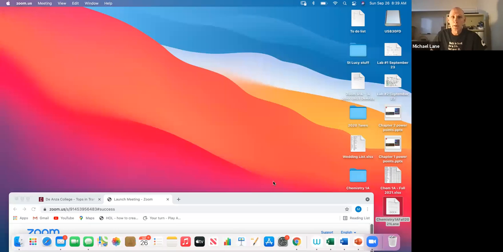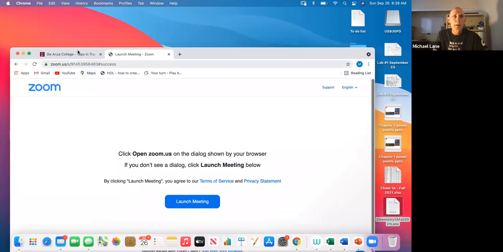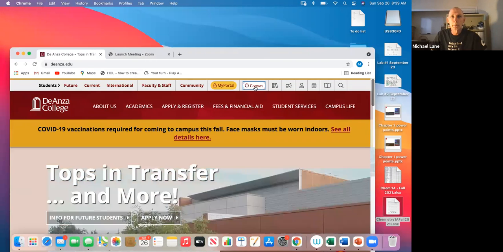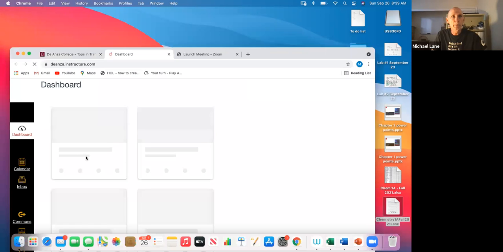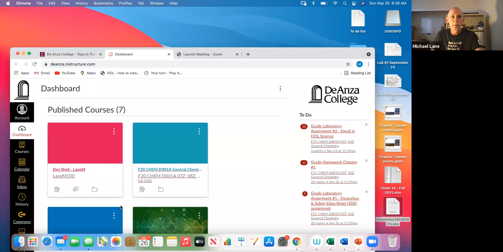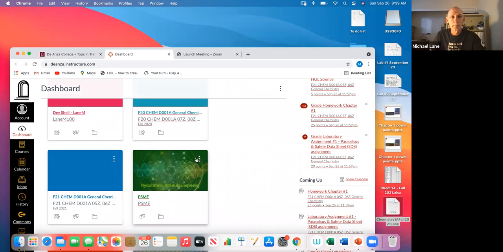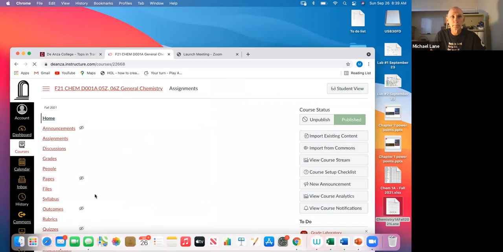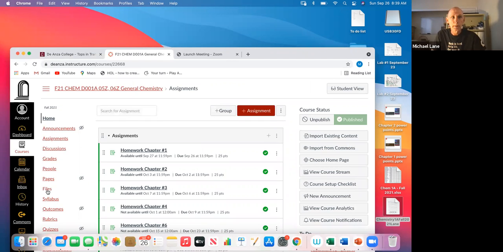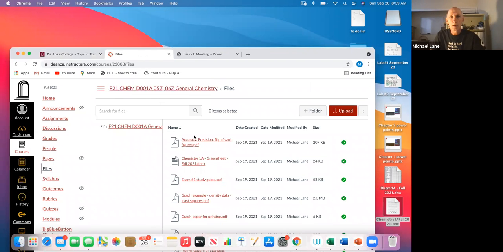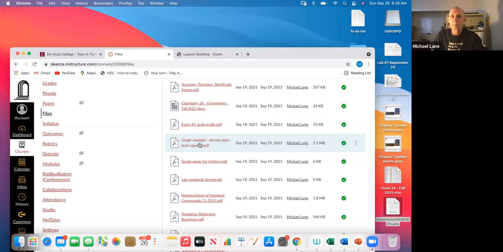The first thing I'm going to do is navigate to Canvas where I have some of these files. So let me share screen and get moving over there. Opening up Canvas, and of course, getting to our course. And note that these are posted here in the file section. So I'm going to open that, and you see there is a file here called graphing example.